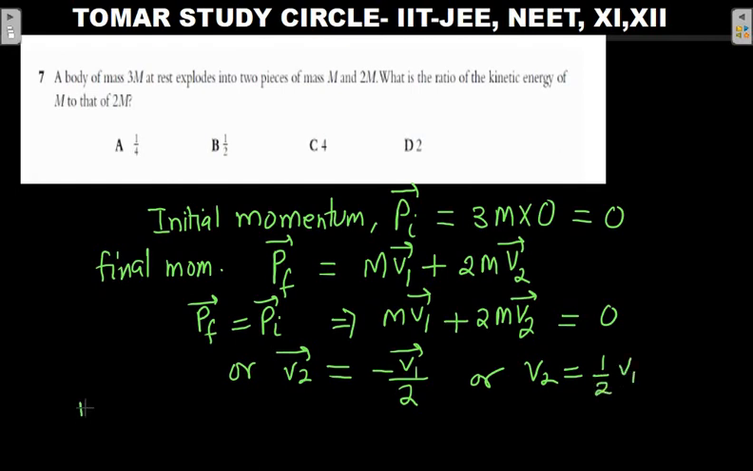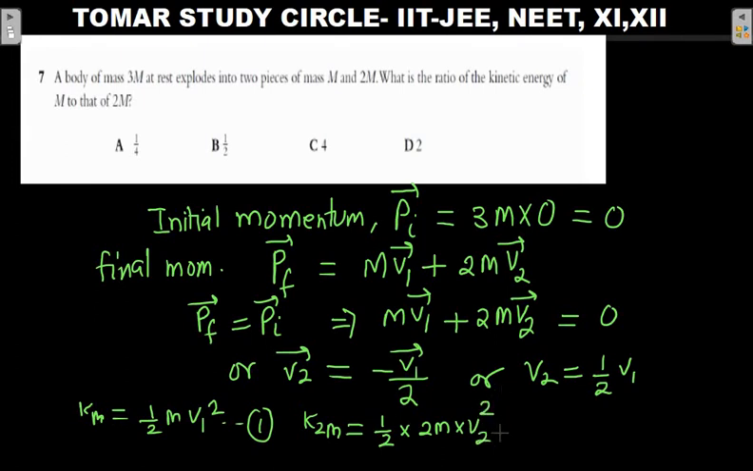The kinetic energy of the mass m, K_m, will be equal to half m v1 square, and the kinetic energy of mass 2m, K_2m, will be equal to half into 2m into v2 square. On putting the value of v2, the kinetic energy becomes m v square upon 4. This is equation second.